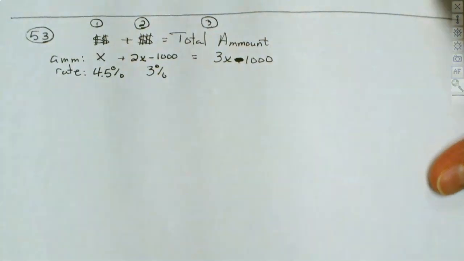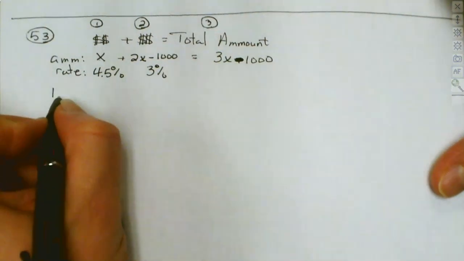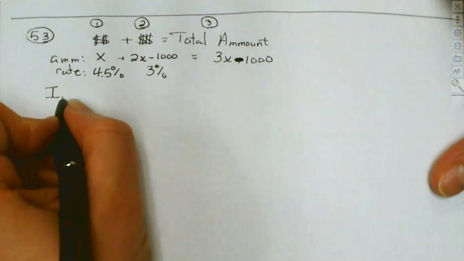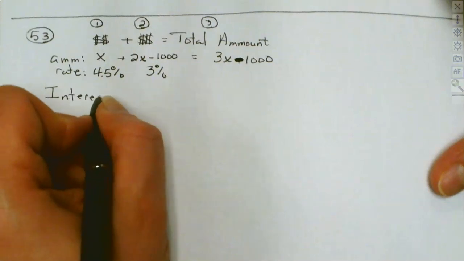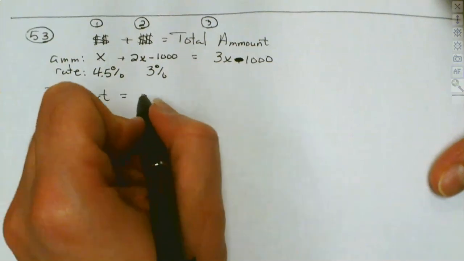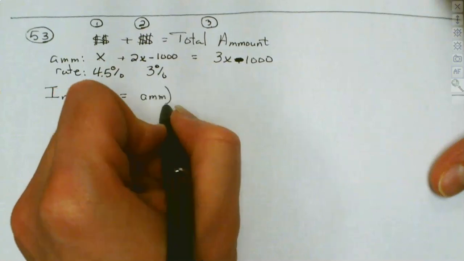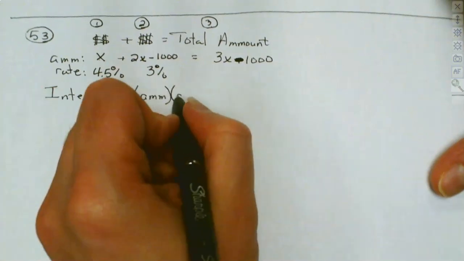Now we can look at our interest. Now the interest is always done the same. The interest is the amount times the percentage rate.